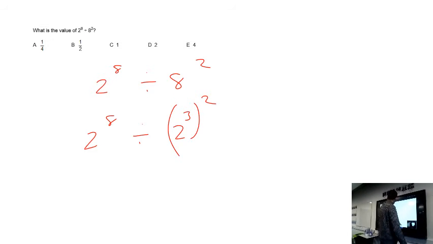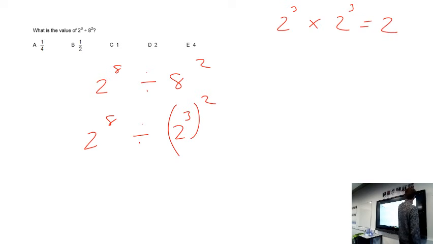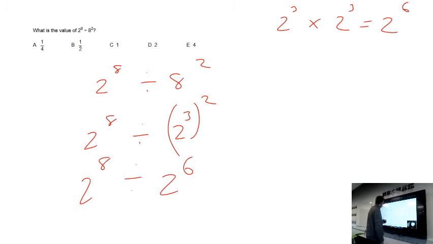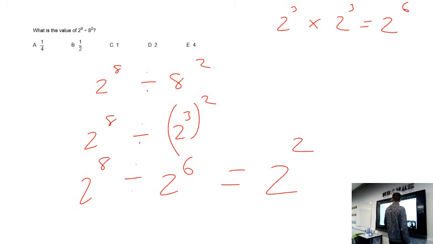What's 8 squared? So 2 raised to 3, times 2 raised to 3, is the same as 2 raised to 6. So we can write it as 2 raised to 8 divided by 2 raised to 6. And here, since the base is the same, we just subtract the powers. So this would be 2 raised to 2, which is 2 times 2, which is equal to 4.